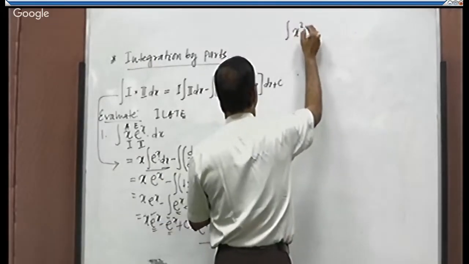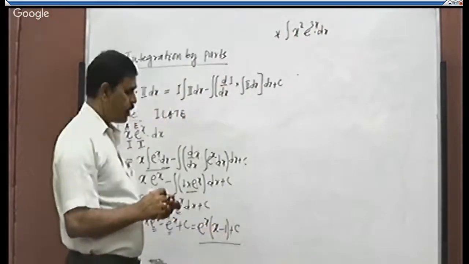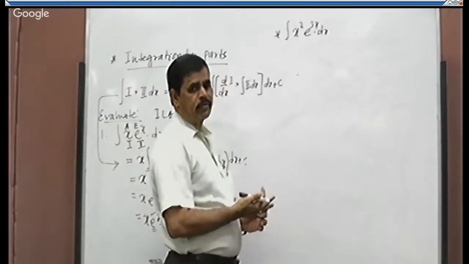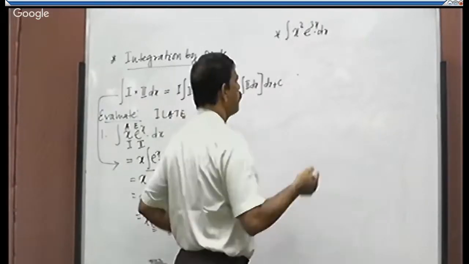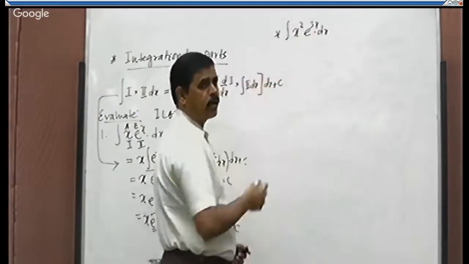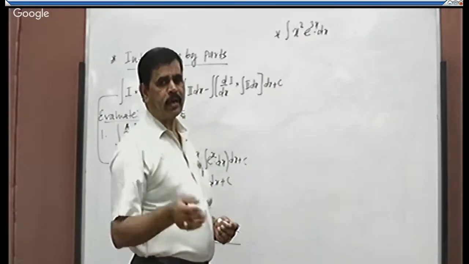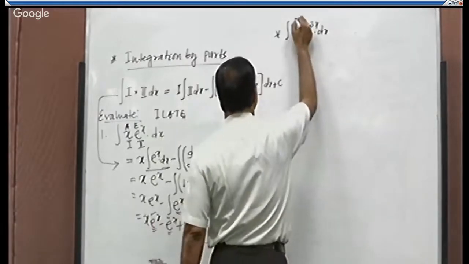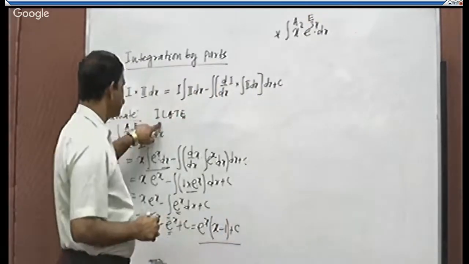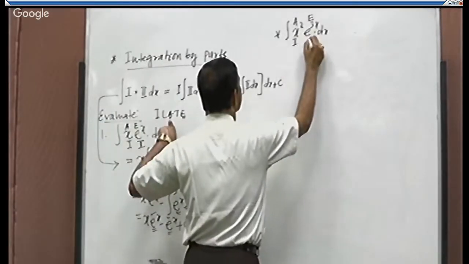Next, integration of x square e power 3x dx. First, select which function is first and which is second. We have to identify the combination, whether it is algebraic and trigonometric, or algebraic and exponential, or algebraic and logarithmic, or algebraic and inverse. Here x square is algebraic, right? e power 3x is exponential. According to ILATE, A comes first, then E. Therefore, the algebraic term will be treated as first and the other one is second.